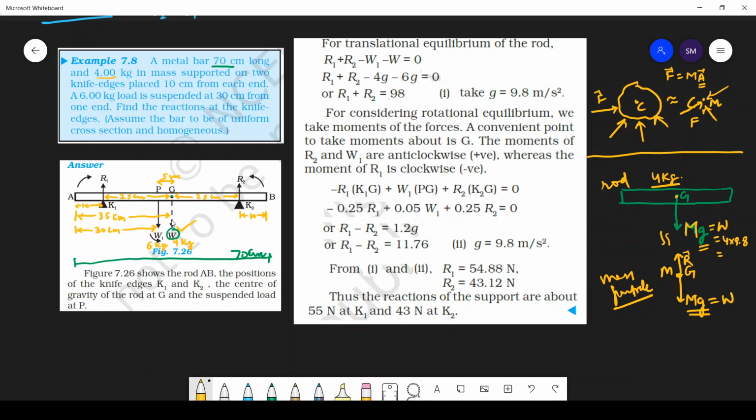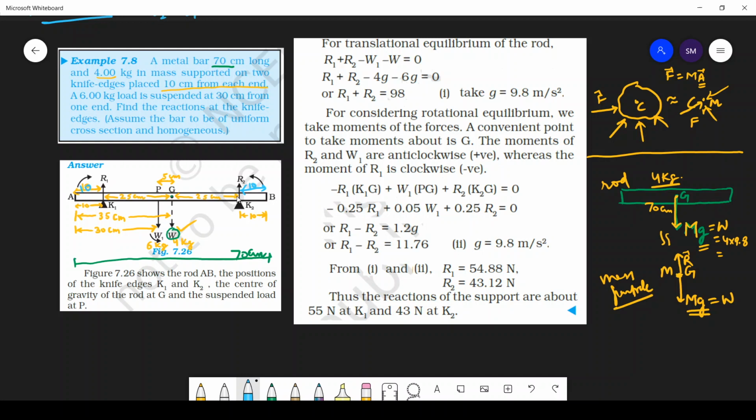Okay, see here, this is the metal bar. It is 70 centimeter long and 4 kg mass. So it's at the center of gravity. At this point we assume that this rod is being pulled down by the center of gravity. Now the next thing is that the mass is supported on two knife edges placed 10 centimeter from each end. So this distance AR1 is 10 centimeter, and this distance R2B is also 10 centimeter. I have written it already.